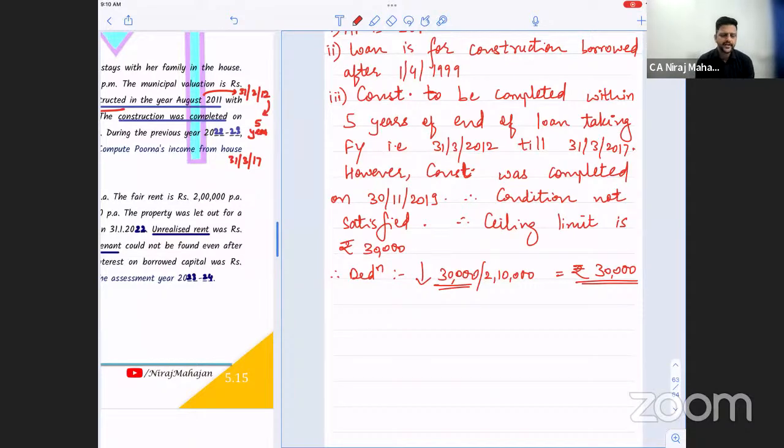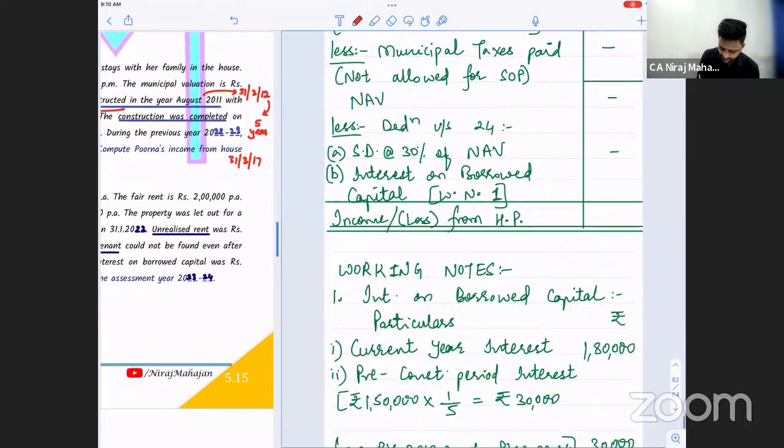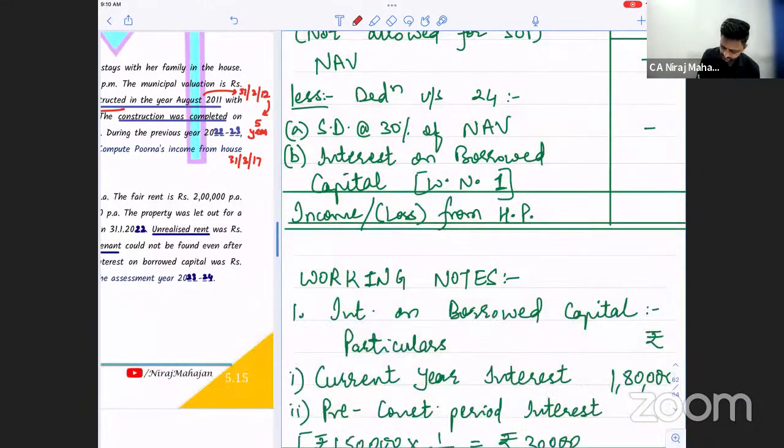So, how much are we claiming as deduction? 30,000. Okay. So, the answer is what? Loss from house property.